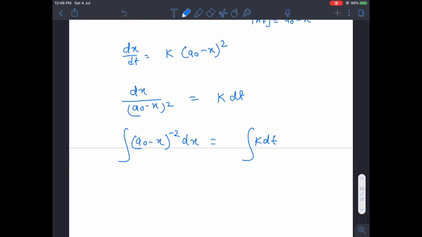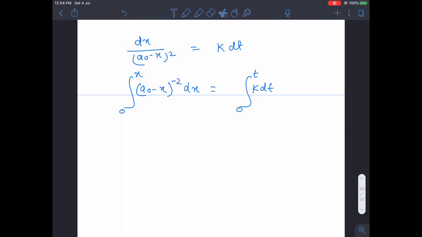Now we have to put the limits. At t is equal to 0, what was the value of x? Since the reaction did not start at t is equal to 0, the value will be 0. And what will happen at general time t? Some x amount of this will actually get consumed. So I will put the upper limit of x as x.